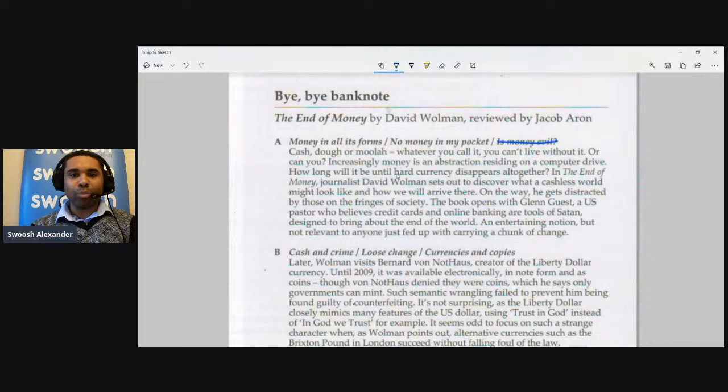So money in all of its forms, there's not really much information there. There's different names for money, but it just looks at hard currency and then money in a cashless world when it becomes more of an abstraction. So the best answer out of the options that we are given, what's the other one? No money in my pocket.